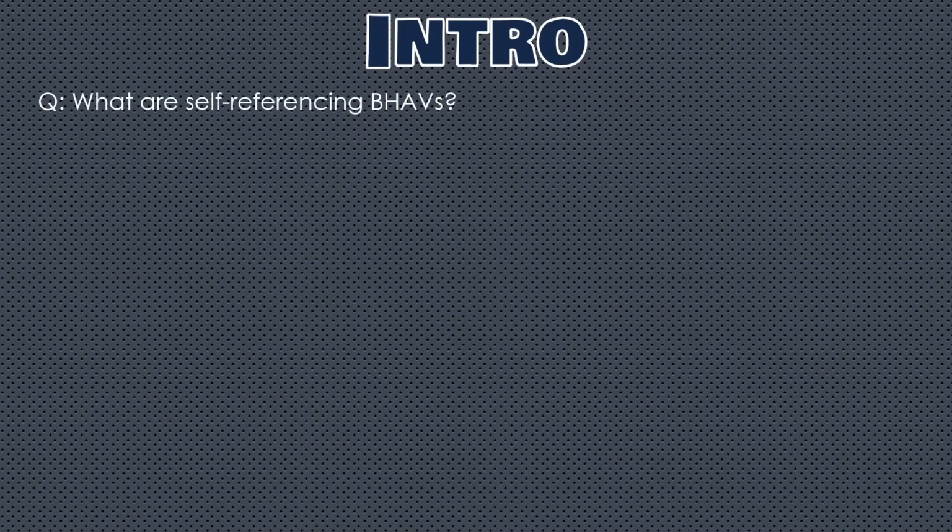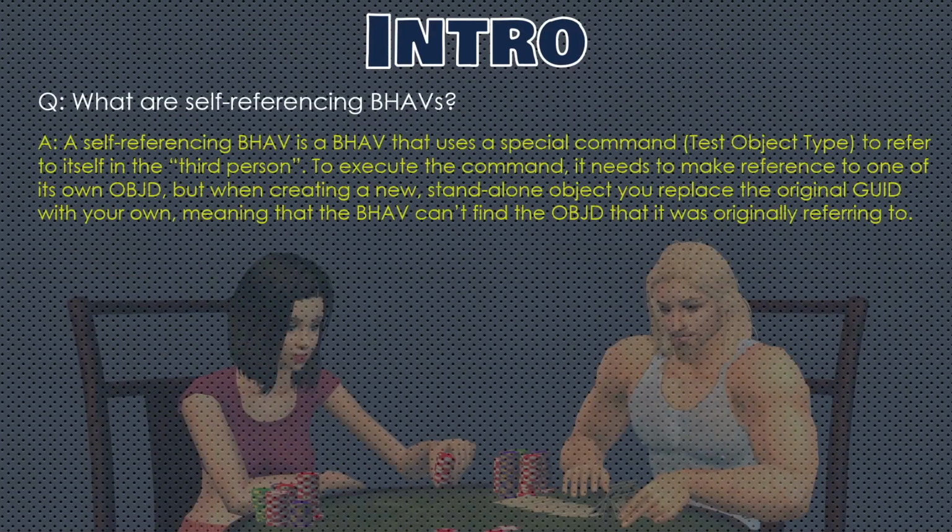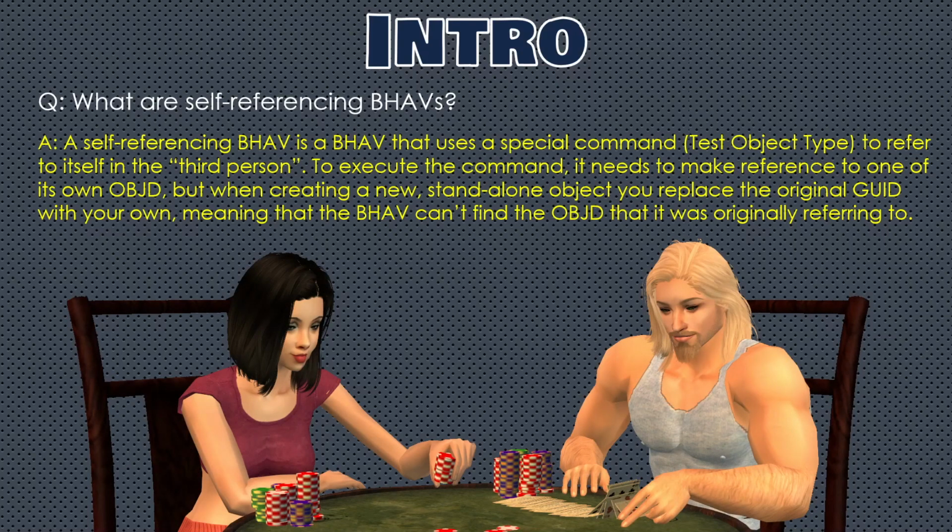What are self-referencing behaves? They're a bit difficult to explain, but in a nutshell, a self-referencing behave is a behave that uses a special command, test object type, to refer to itself in the third person. To execute the command, it needs to make reference to one of its own OBJD, but when you create a new standalone object, you replace the original GUID with your own, so the behave can't find the OBJD that it was originally referencing.